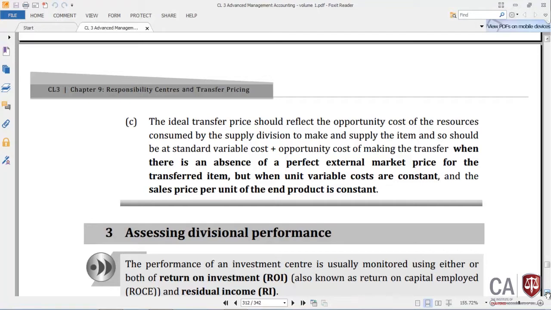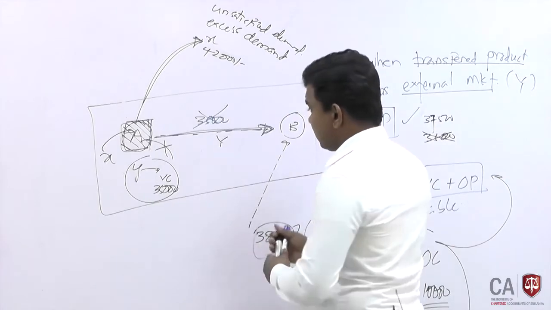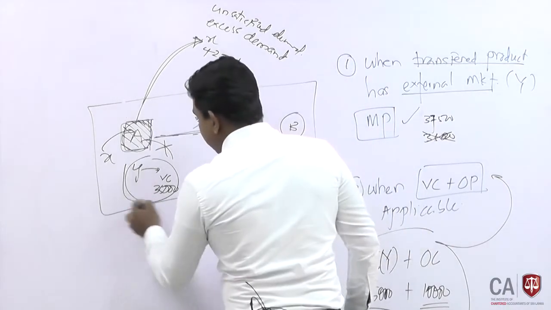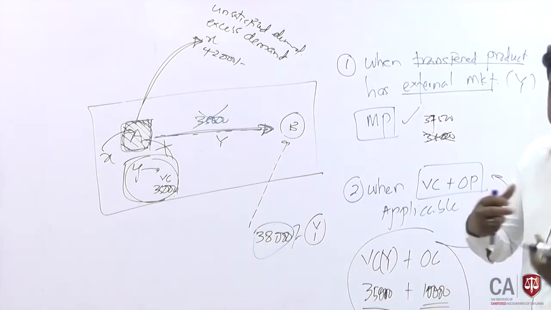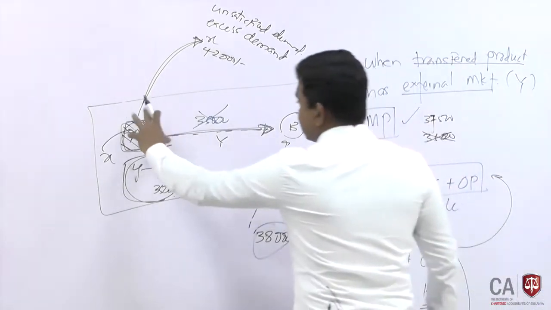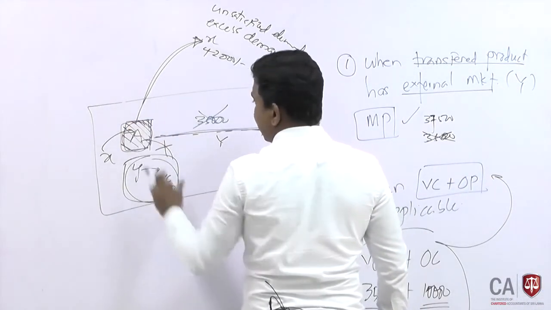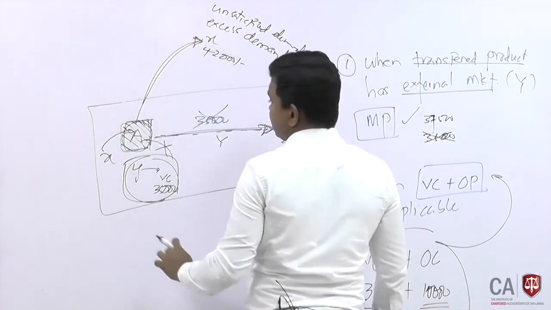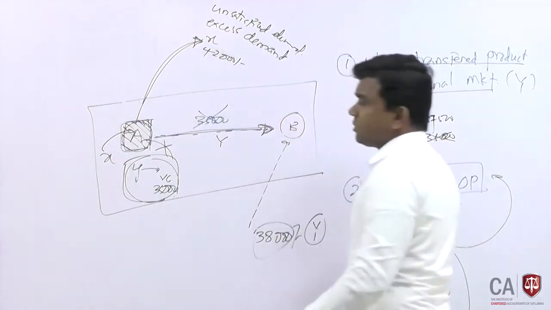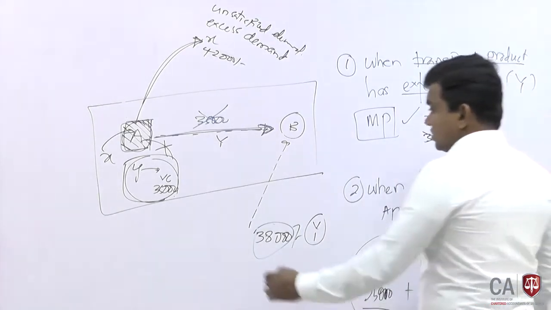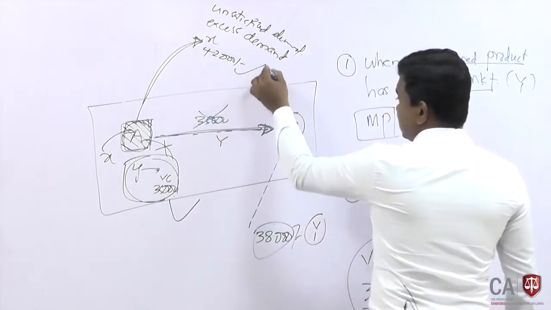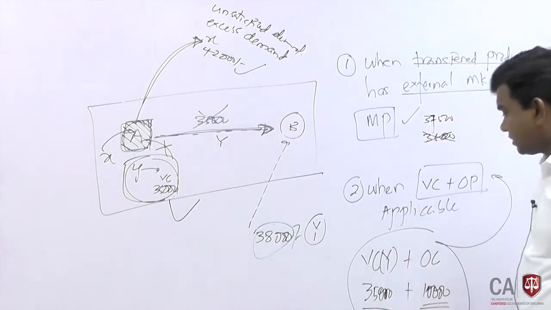Again, explaining the scenario, the variable cost of Y is 35,000. It should be constant, not varying. And you are working at full capacity and you have excess demand. Therefore, you cannot sacrifice the production of X. If you sacrifice, you have opportunity cost, right? This is constant. This is constant, right?